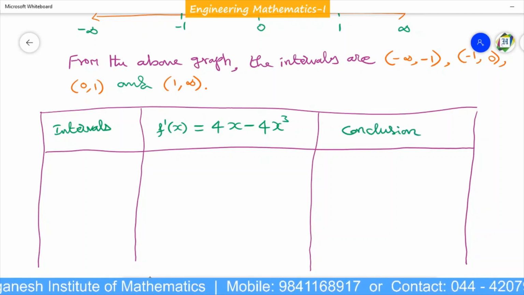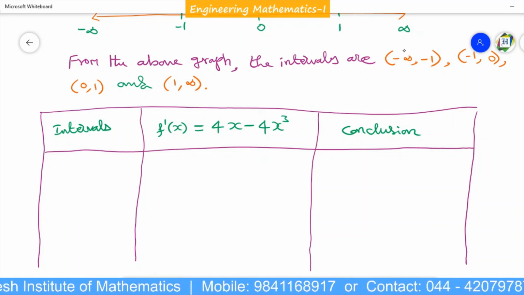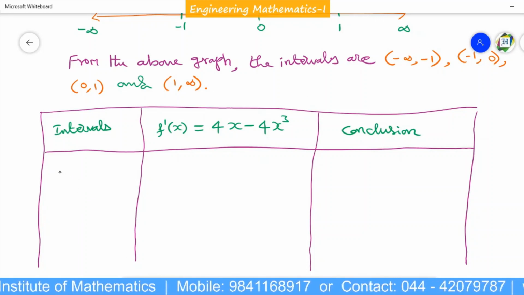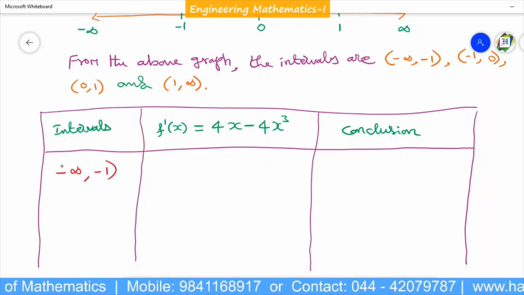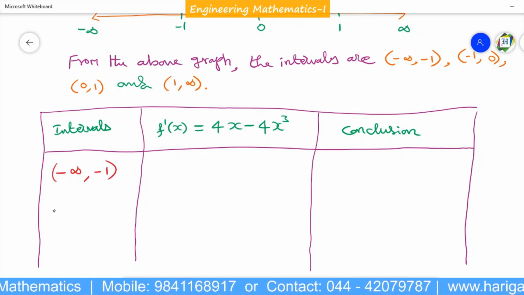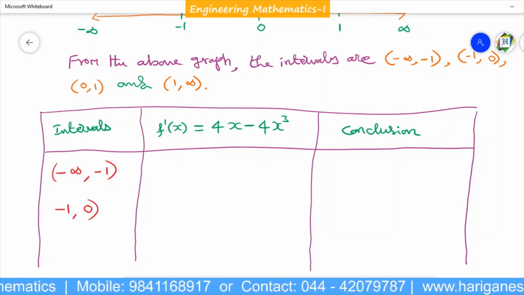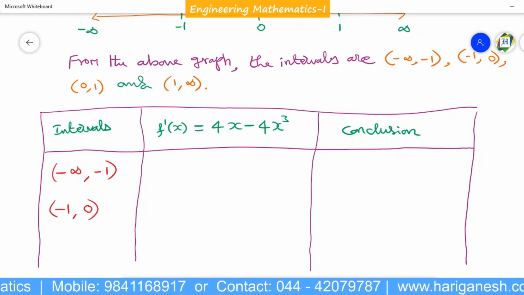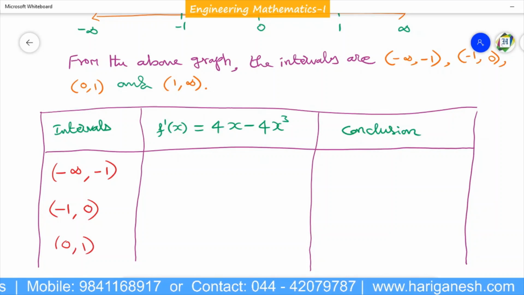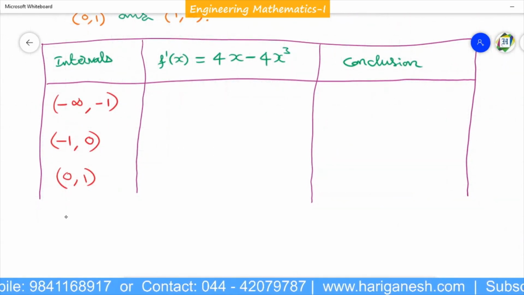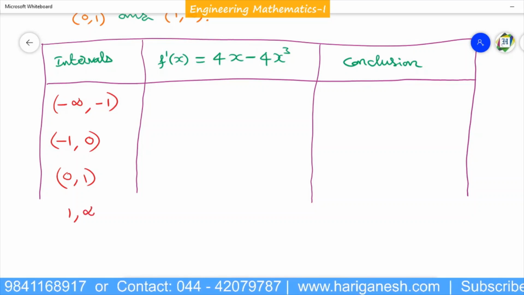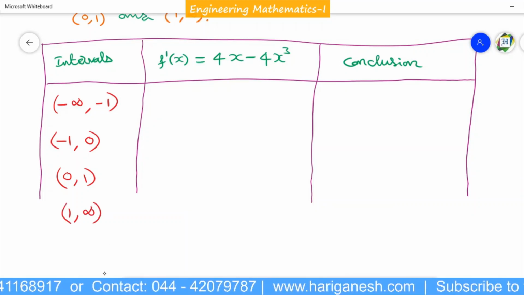Okay, so first you put all the intervals. First interval minus infinity to minus 1. Next interval minus 1 to 0. Third interval 0 to 1. And then the last interval 1 to infinity.